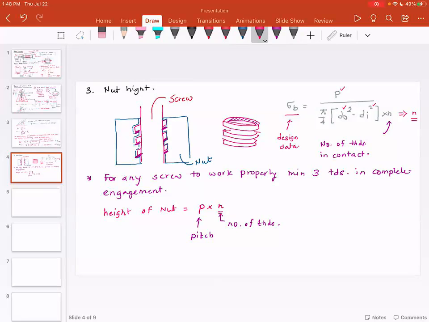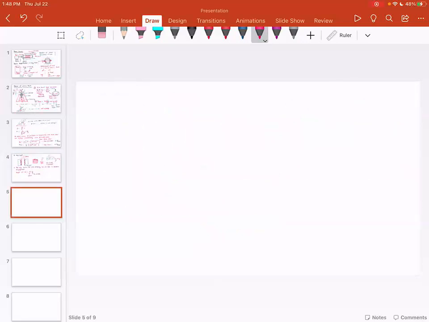The next thing is we want to check the nut for failure. If you think about the failure, there is shear failure possible. Let me show you the type of failure. Check the nut for shear. So if you think about it, this is the nut.